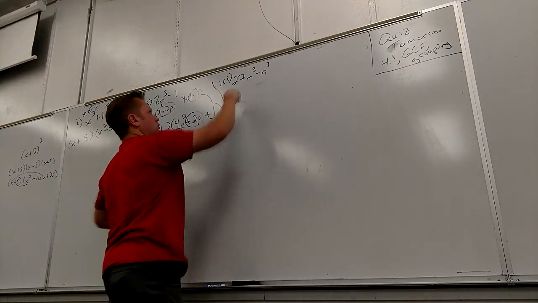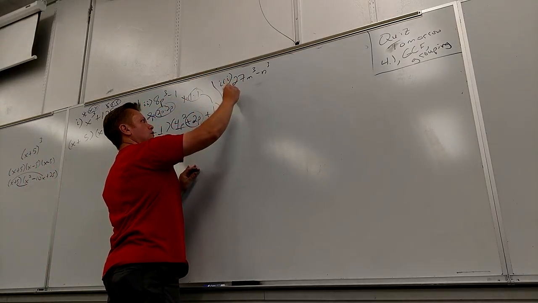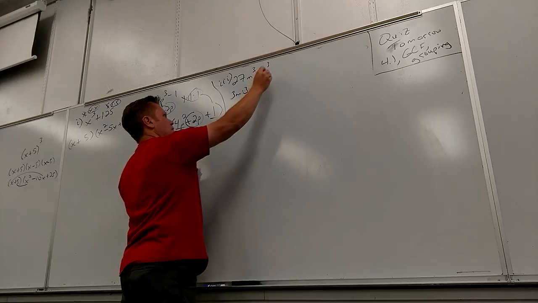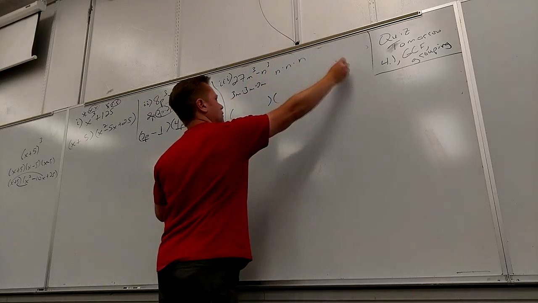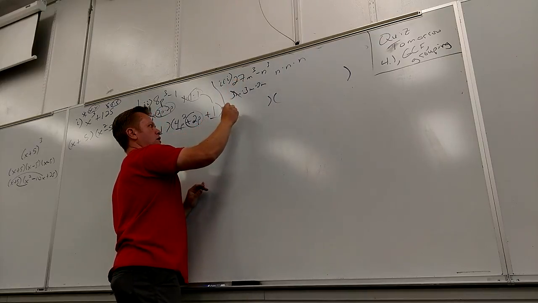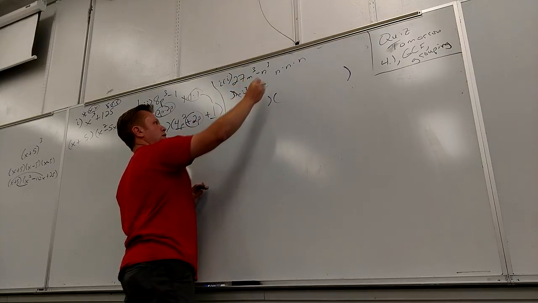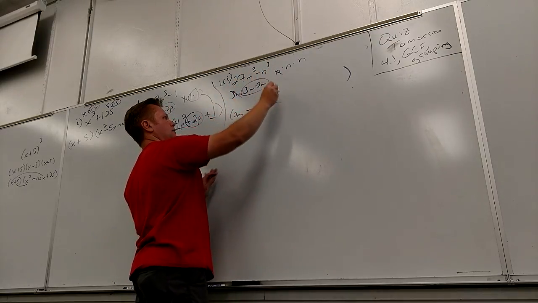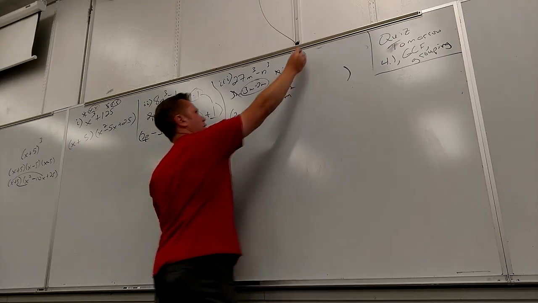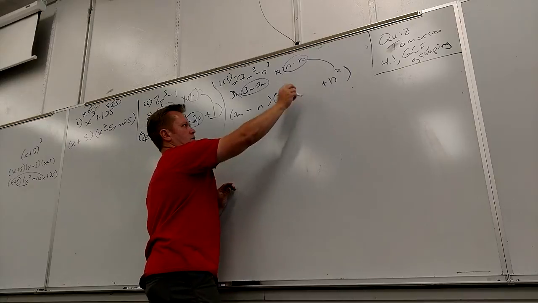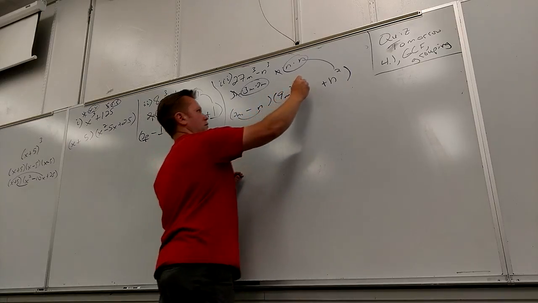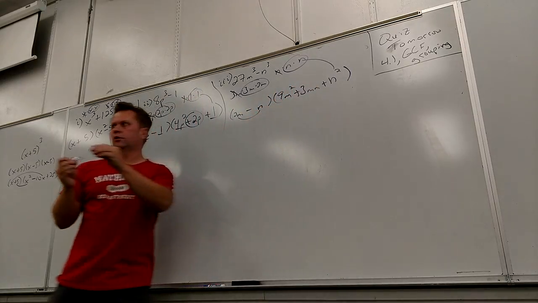This one, how does this work? This will be 3m, 3m, 3m, n. So 3m, and then minus 1n, and 9m squared, n squared. This is going to be plus 3mn. Okay.